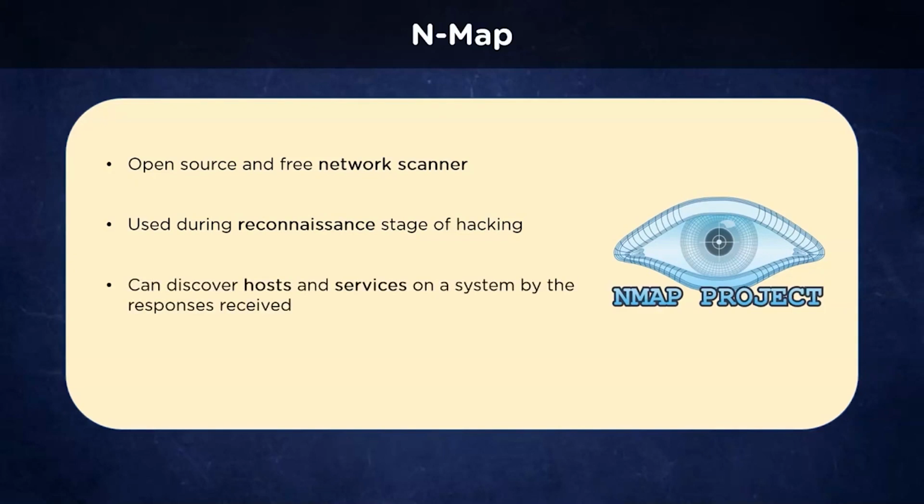Nmap uses raw IP packets in novel ways to determine what hosts are available on the network, what services these hosts are offering, what operating systems they are running and their versions, what type of packet filters and firewalls are in use, and dozens of other characteristics. It was designed to rapidly scan large networks but works fine against single hosts as well. Since every application that connects to a network needs to do so via a port, the wrong port or server configuration can open a can of worms which leads to a thorough breach of the system and ultimately a fully hacked device.